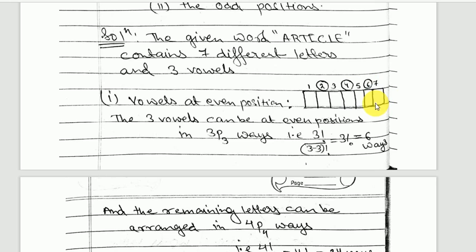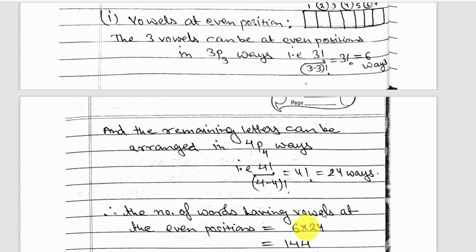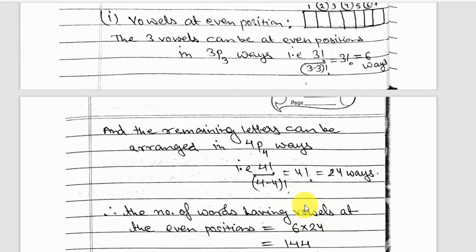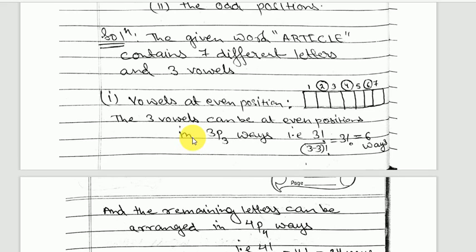Yes, so it will be given by 4P4, and the remaining letters can be arranged in 4P4 ways. That means 24 ways. So therefore the number of words having vowels at the even position will be given as 6 into 24, that is 144 ways. Okay, you can arrange the letters of this word ARTICLE where the vowels will be in even position.